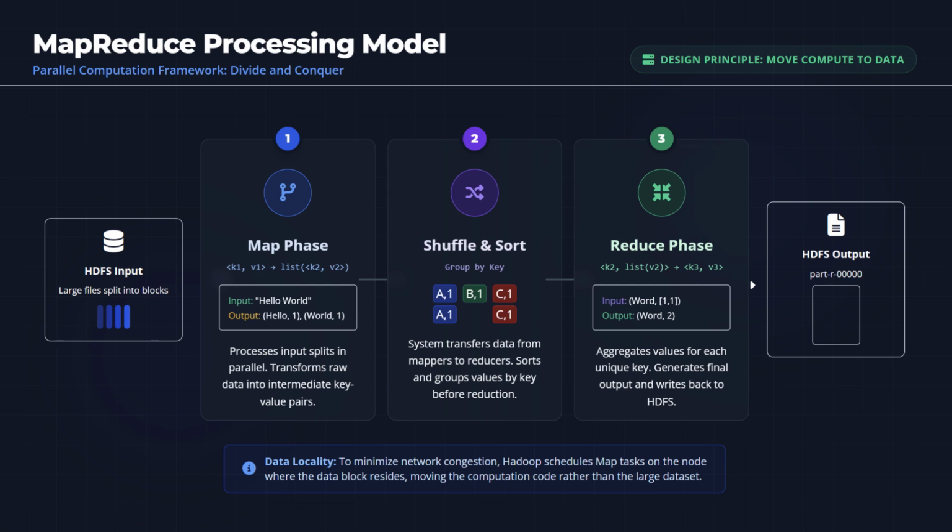Input: large files are split into blocks. Map phase: raw data is transformed into intermediate key-value pairs. Shuffle and sort: the system groups these values by key. Reduce phase: these values are aggregated into a final result and written back to HDFS. It's essentially a divide and conquer strategy for massive datasets.